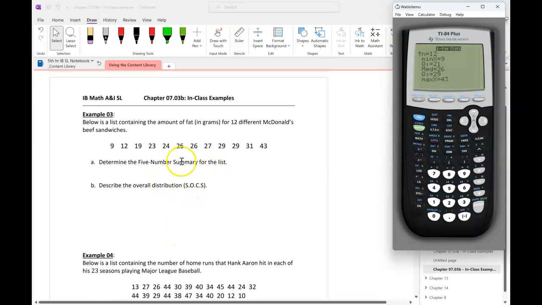Okay. The 5-number summary for this we just did. It's staring us right in the face. And then the SOCS for this. What does that SOCS stand for again? Do you guys remember? Shape, yes, good. Outlier, center, and spread. Very good. Okay, so what does the shape look like here to you guys?